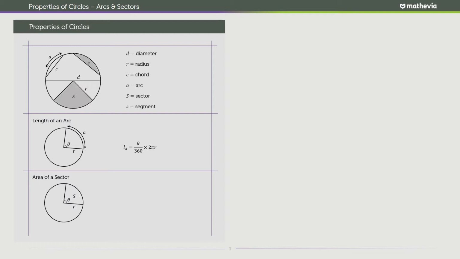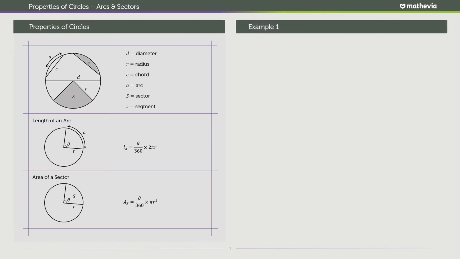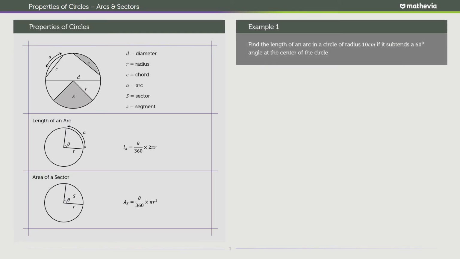So the area of a sector is a fraction of the full area of the circle, just as the angle is a fraction of 360 degrees. And quite simply, the area of a sector is theta divided by 360 times pi r squared, which is the area of the full circle. And that's it. That's all we're going to be doing in this lesson. Okay, let's go ahead and do some examples.